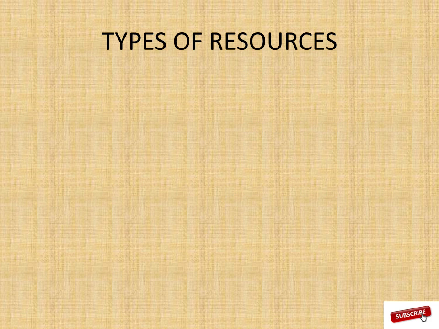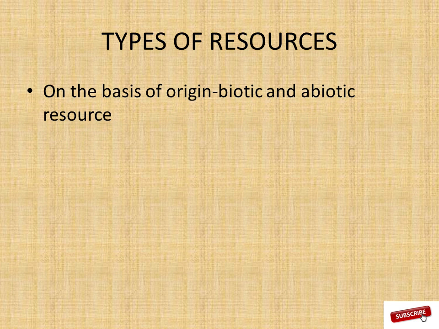So coming to the types of resources, there are different types of resources on the basis of their source. On the basis of origin, there are biotic resources and abiotic resources. The biotic resources are obtained from the biosphere and have life, such as human beings, flora, fauna, fisheries, and livestock. Abiotic resources are composed of non-living things, with examples such as rock and metals.